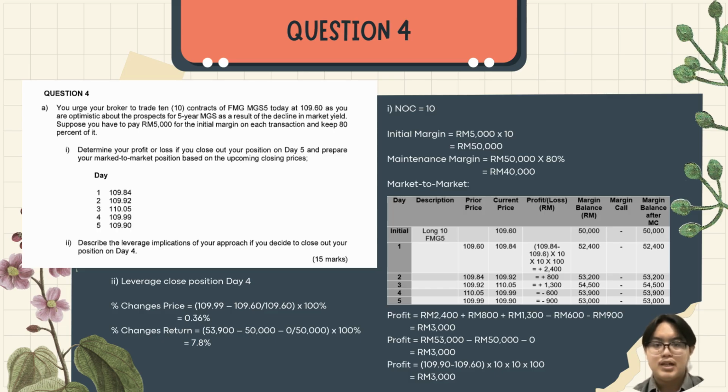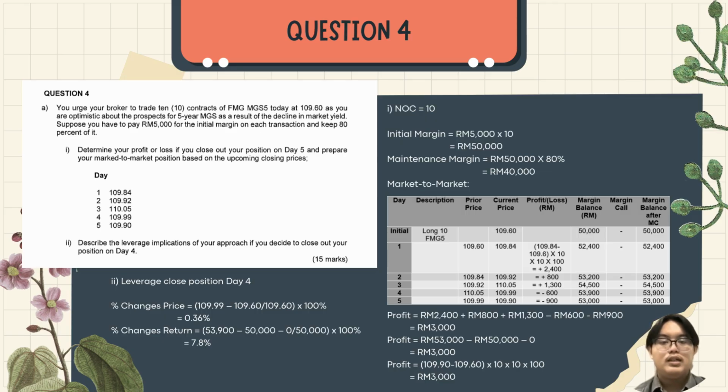First, we calculate the margin. The initial margin is 5,000 ringgit per contract and the number of contracts is 10. So initial margin equals 15,000 ringgit. The maintenance margin is 80% of the initial margin. So maintenance margin equals 14,000 ringgit. This means the margin balance must not fall below 14,000 ringgit. In this question, there is no margin call because the balance is always above 40,000 ringgit. Now I will explain the mark to market calculation.